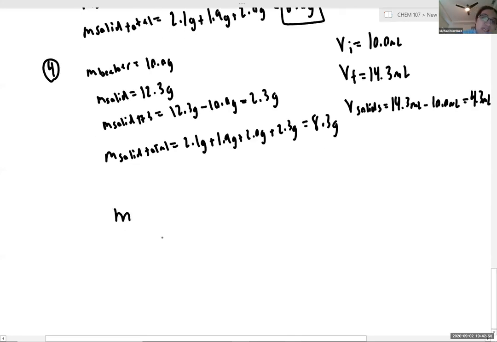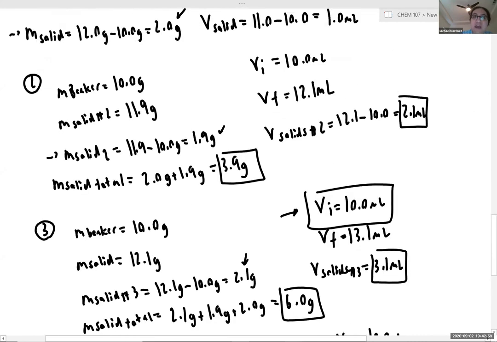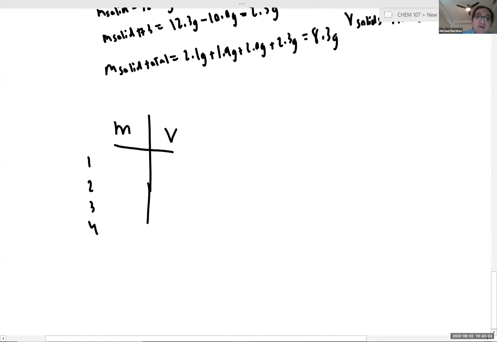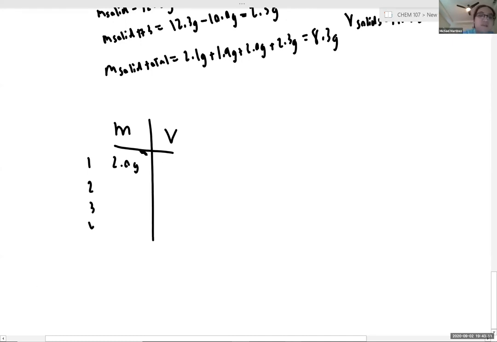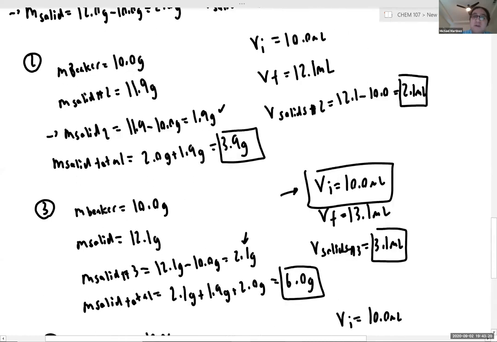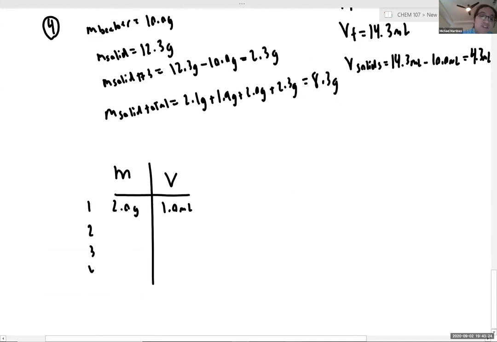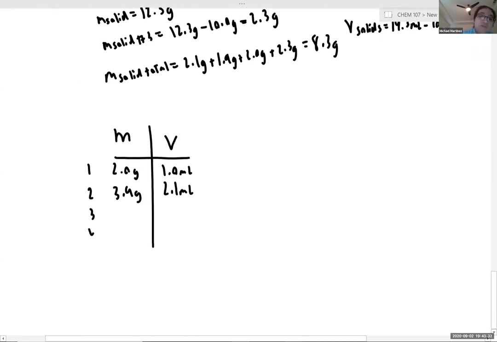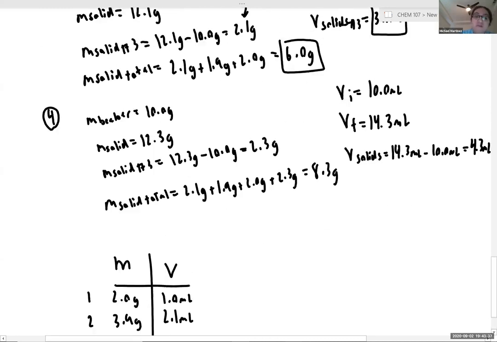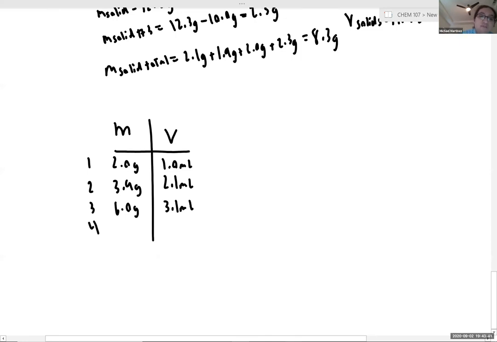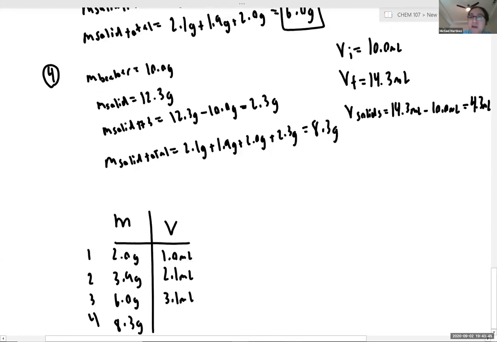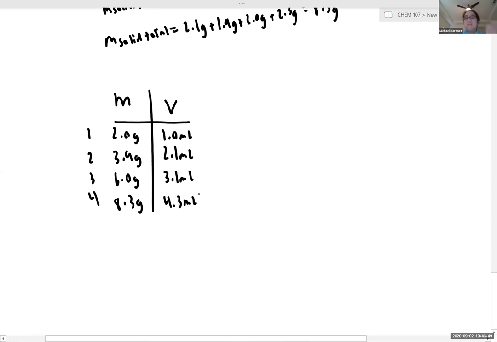Okay, now we're going to tabulate our data of mass versus volume for each of our trials. So for trial 1, the mass was 2.0 grams and my volume was 1.0 milliliters. For trial 2, my mass was 3.9 and my volume was 2.1. For trial 3, my mass was 6.0 grams and my volume was 3.1 milliliters. For trial 4, my mass was 8.3 grams and my volume was 4.3 milliliters.